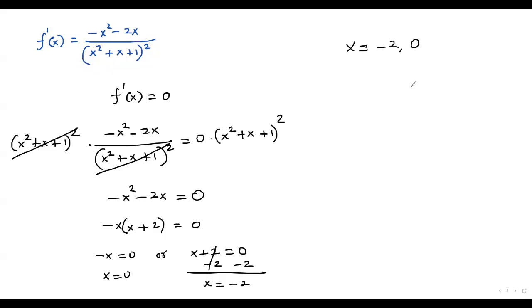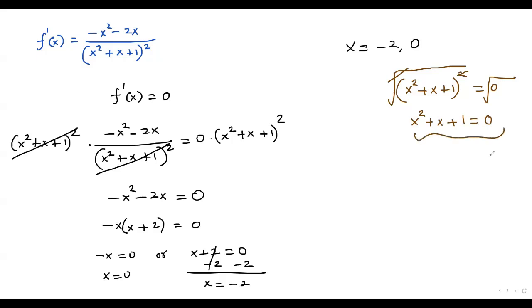Okay, let me do it over here. (x² + x + 1)² = 0. To solve this equation for x, first I have to get rid of the square. For that, I take the square root on both sides. The square root and square will cancel out. I'm getting x² + x + 1 on the left side. On the right side, the square root of 0 is 0. Now how can we solve this one? This is actually a quadratic equation, so we can solve it either by factoring or the quadratic formula.